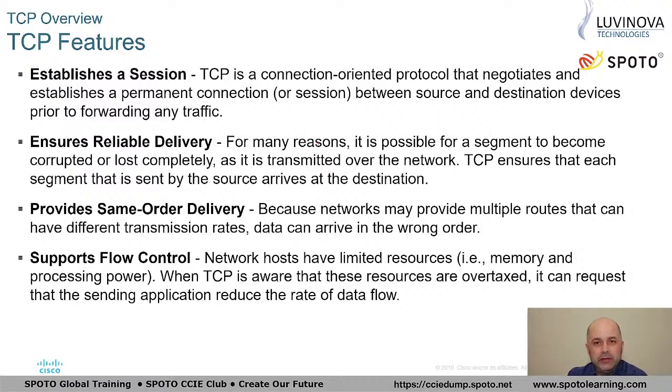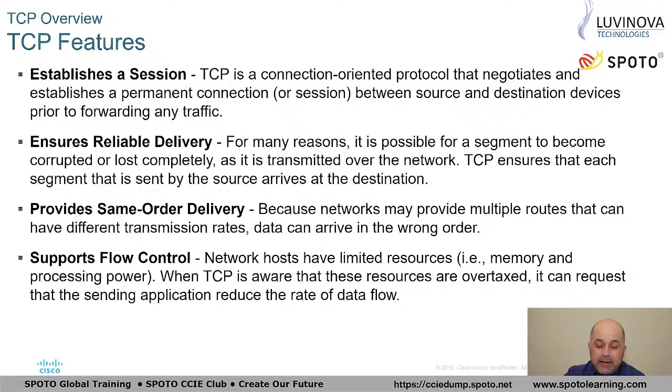Provides same-order delivery. It means at the destination point, TCP checks the sequencing order. If it's scrambled because the segments arrived at different times, TCP reorders the sequence numbers and puts them in the correct order. Then the last one is supports flow control.